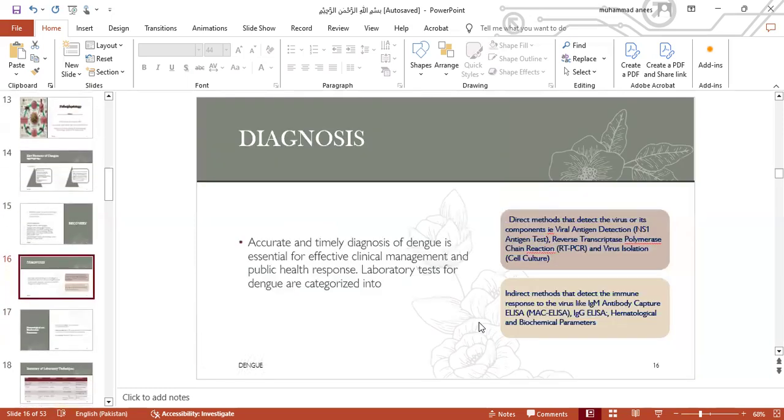Now, how do we diagnose dengue? Accurate and timely diagnosis of dengue is essential for effective clinical management and public health response. Lab tests for dengue are categorized into direct methods and indirect methods. Well, what are the direct methods?